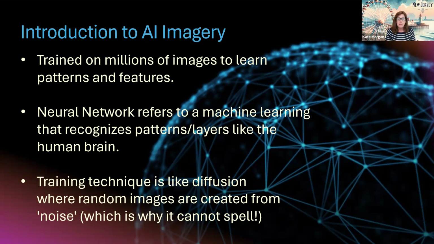And that's why it can't spell. That's really why it can't spell, because it's not trained on letters. It's trained on images. It's trained on impressions and things like that. So that's just a quick background on it. That's not what we're really here to talk about, but that's been a big question. Like, why can't AI imagery spell?